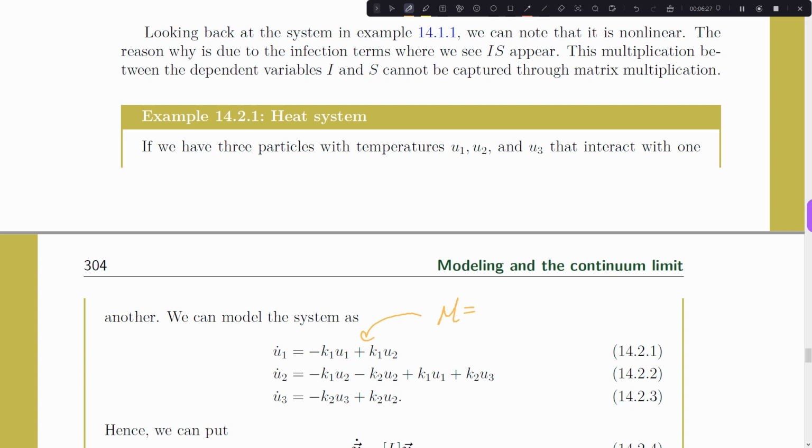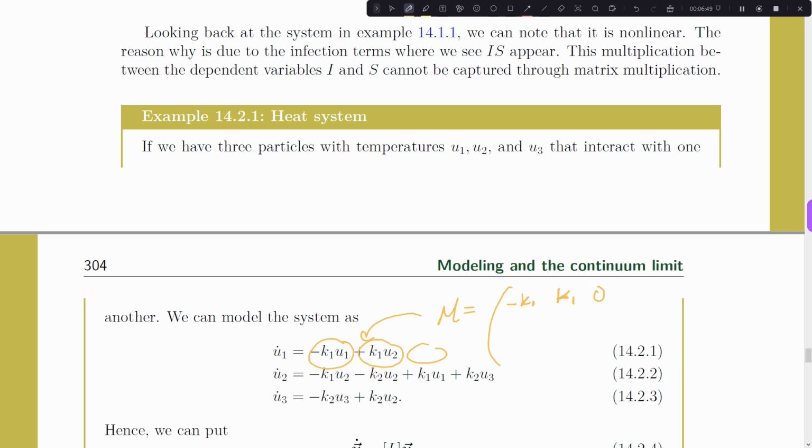I say, what interaction does U1 have on U1? Well, it's right there. It's negative K1. That's the interaction of u1 on u1. What's the interaction of u2 on u1? It's positive k1. Okay. What's the interaction of u3 on u1? Well, there isn't one, so that's represented by a 0.